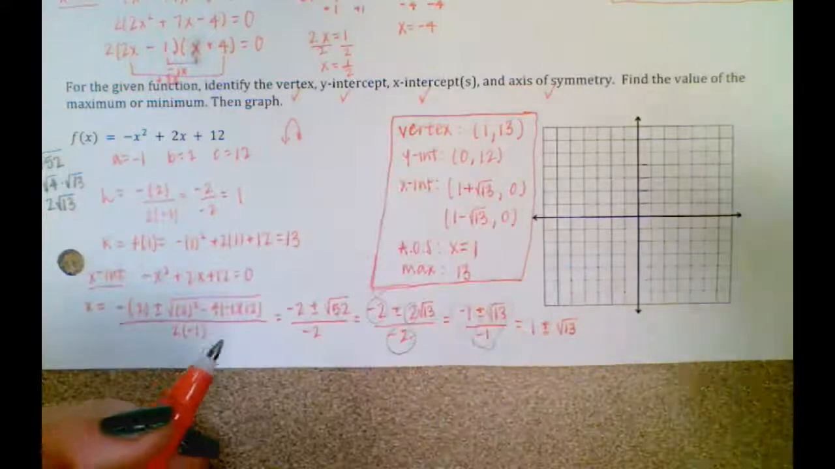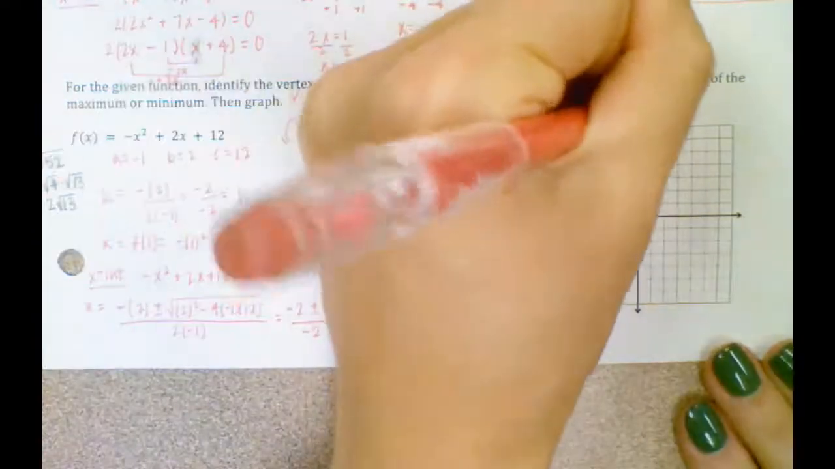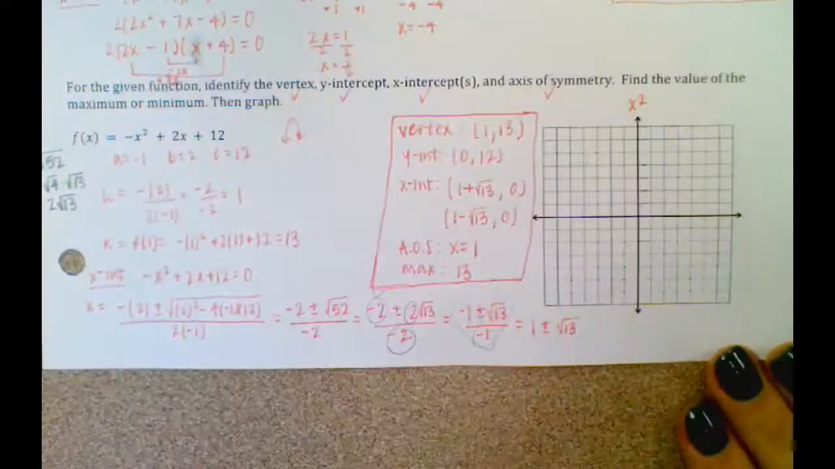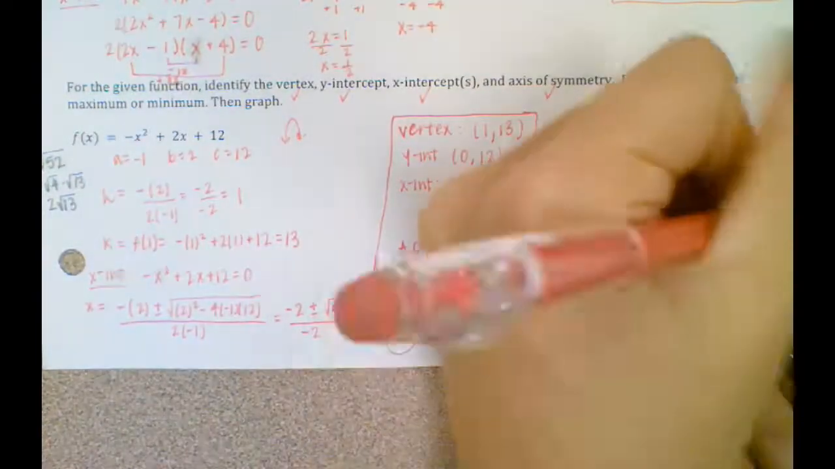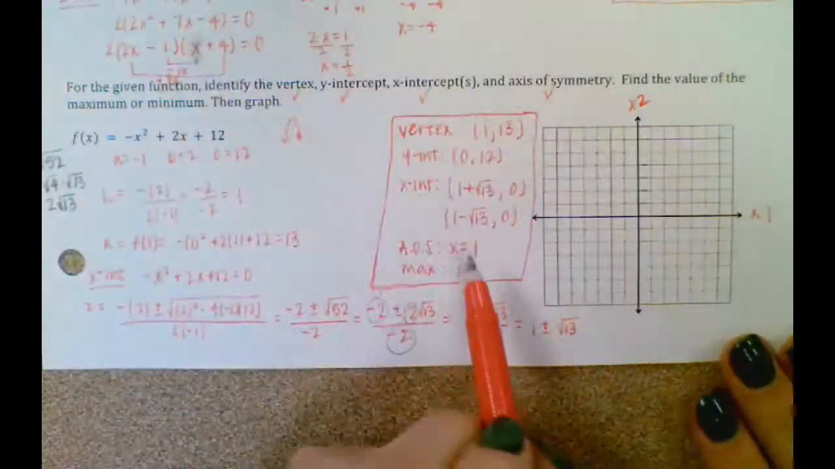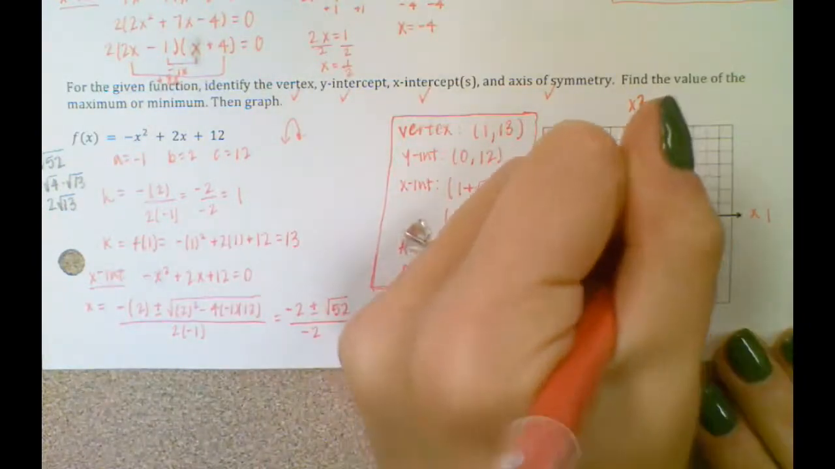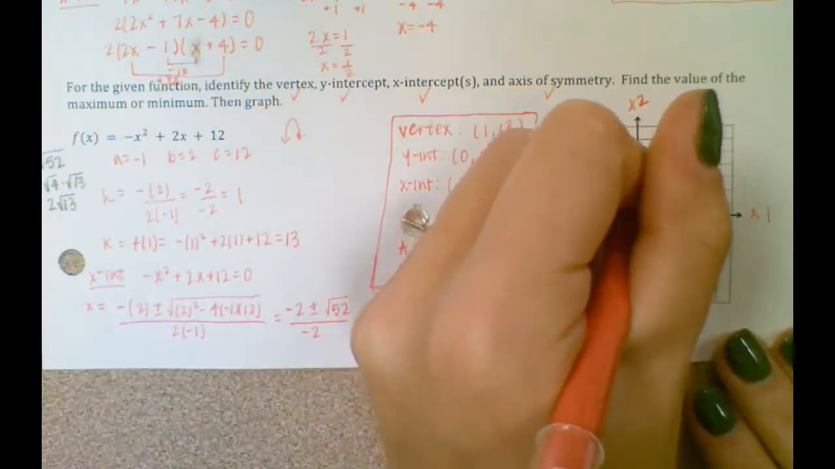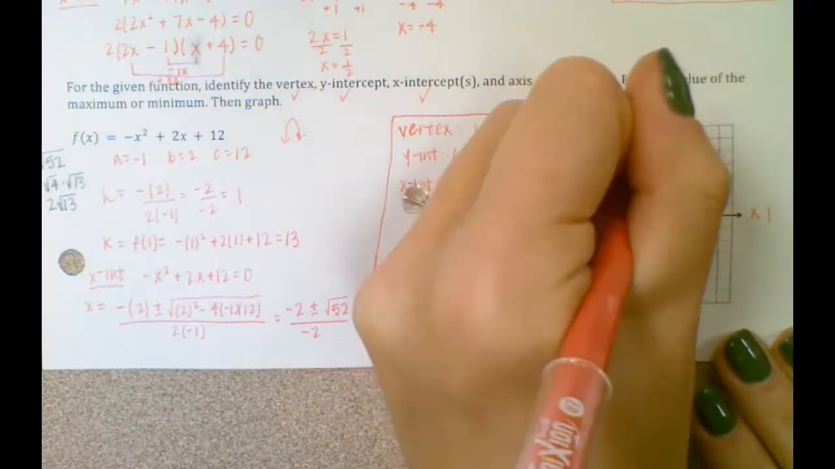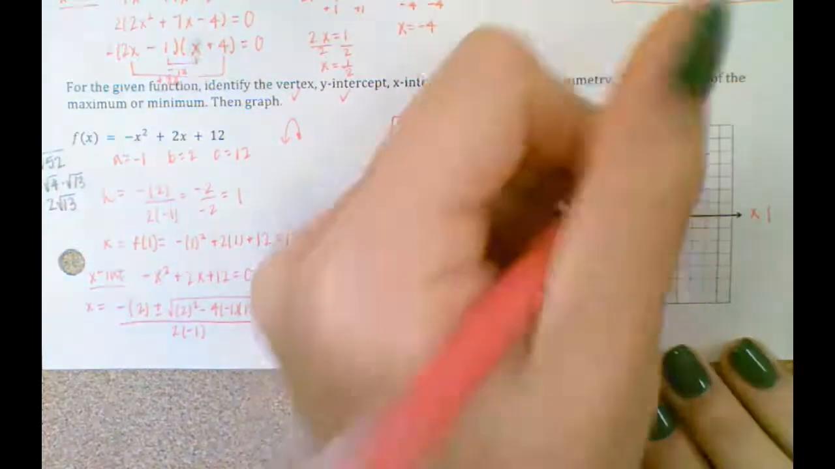All right, so now we go ahead and plot it over here. So I'm going to count by 2's on the y-axis because I don't think all these points will fit. So I'm just going to count by 1's over here. All right, so let's graph the vertex first. So 1, 2, 4, 6, 8, 10, 12, 14. So 13 would be right there. Okay, and then my y-intercept was 0, 12.